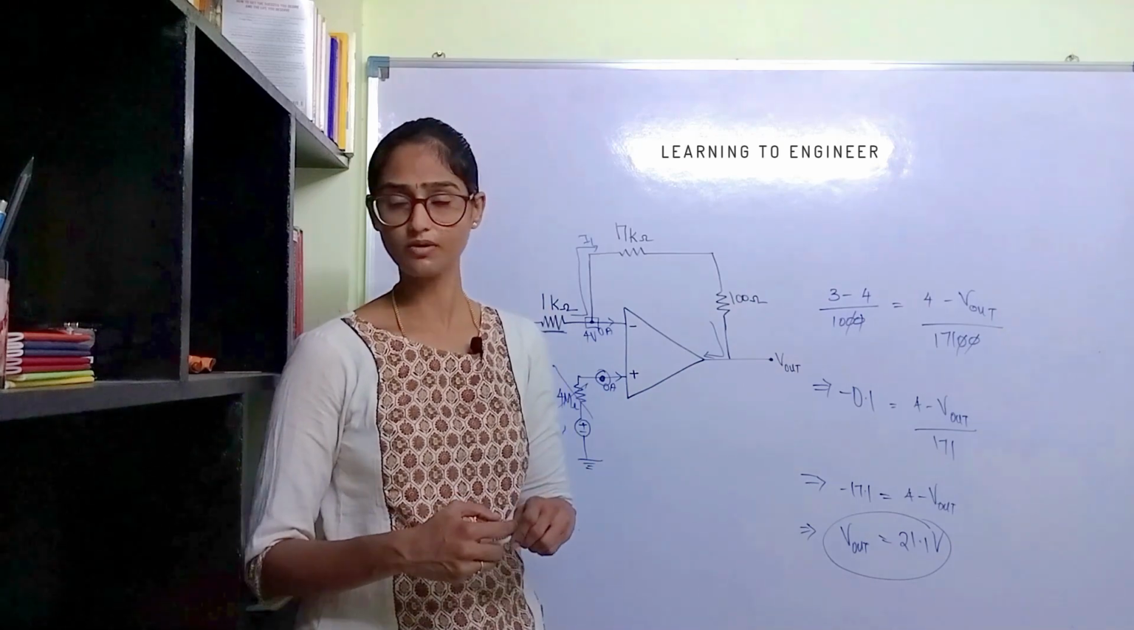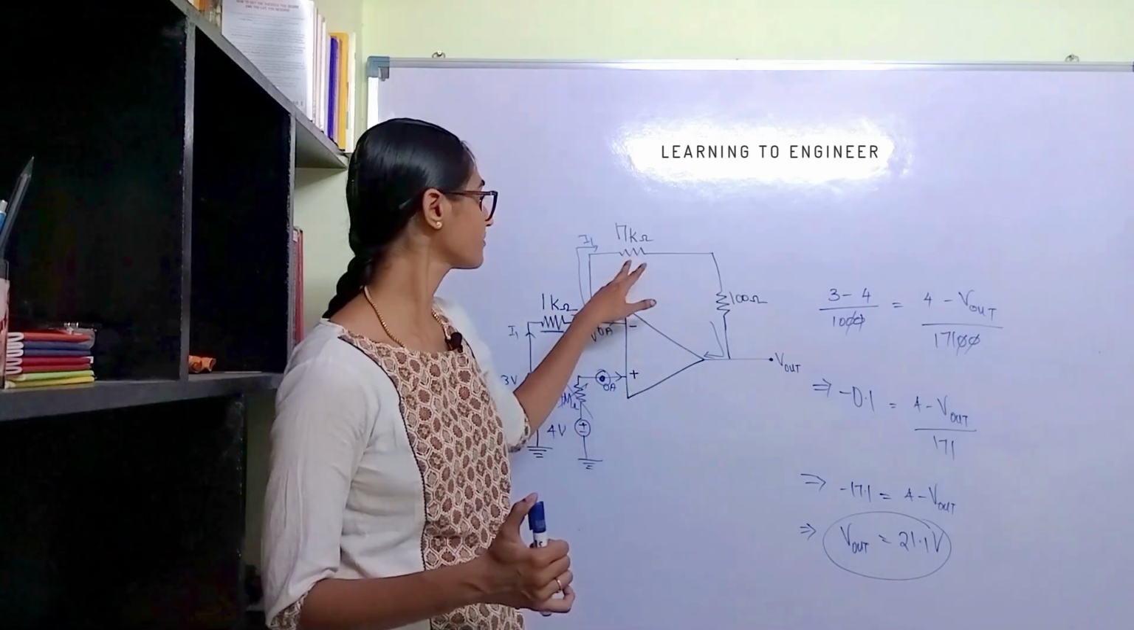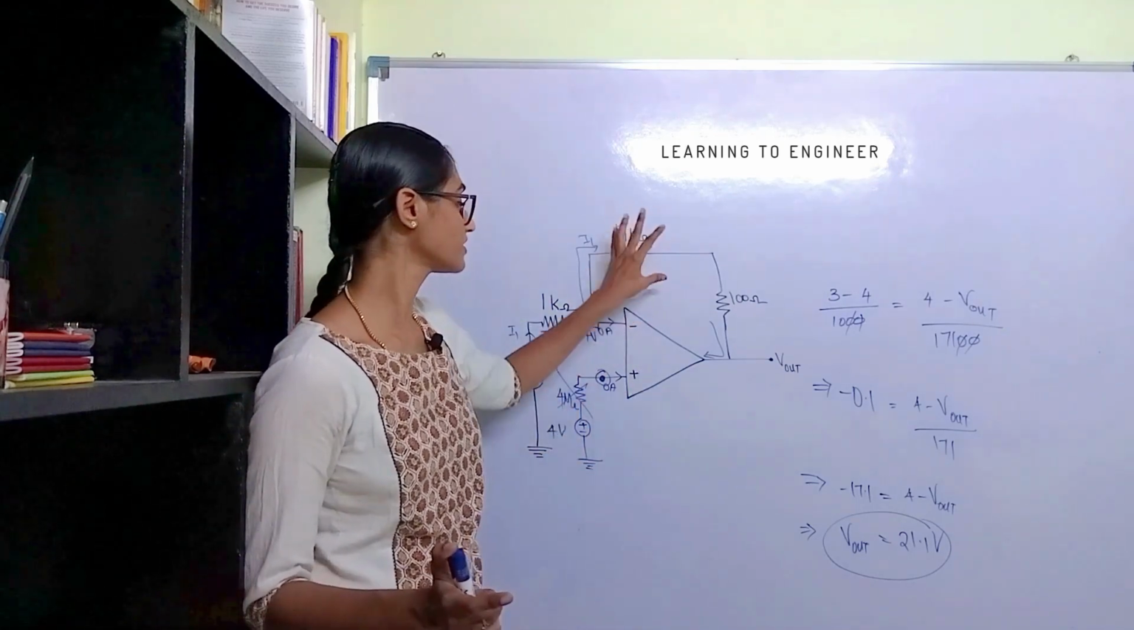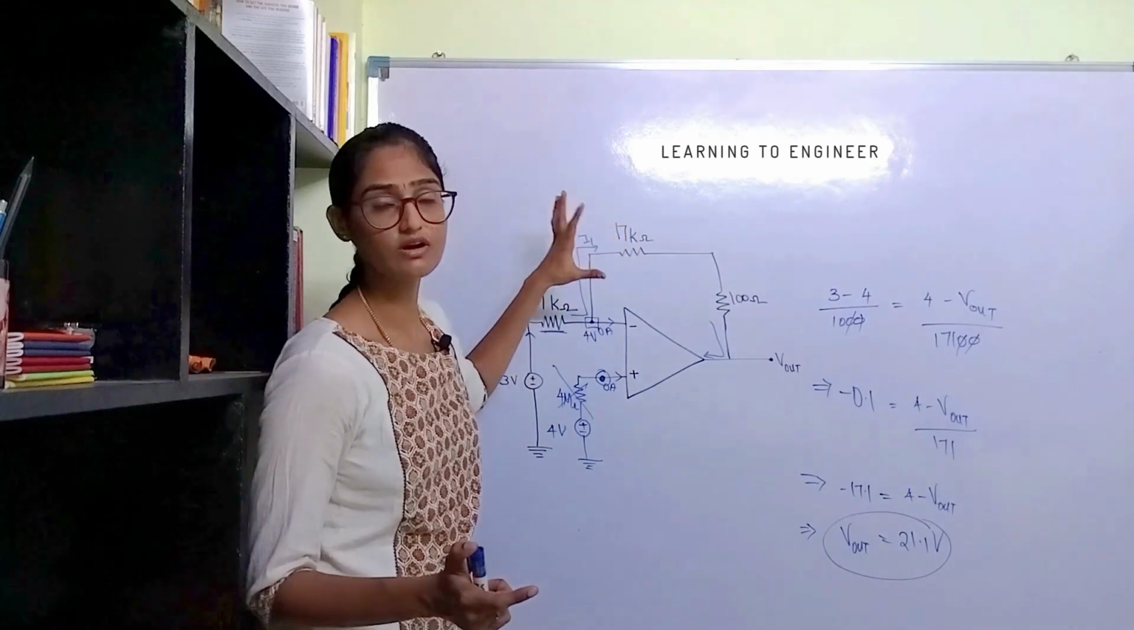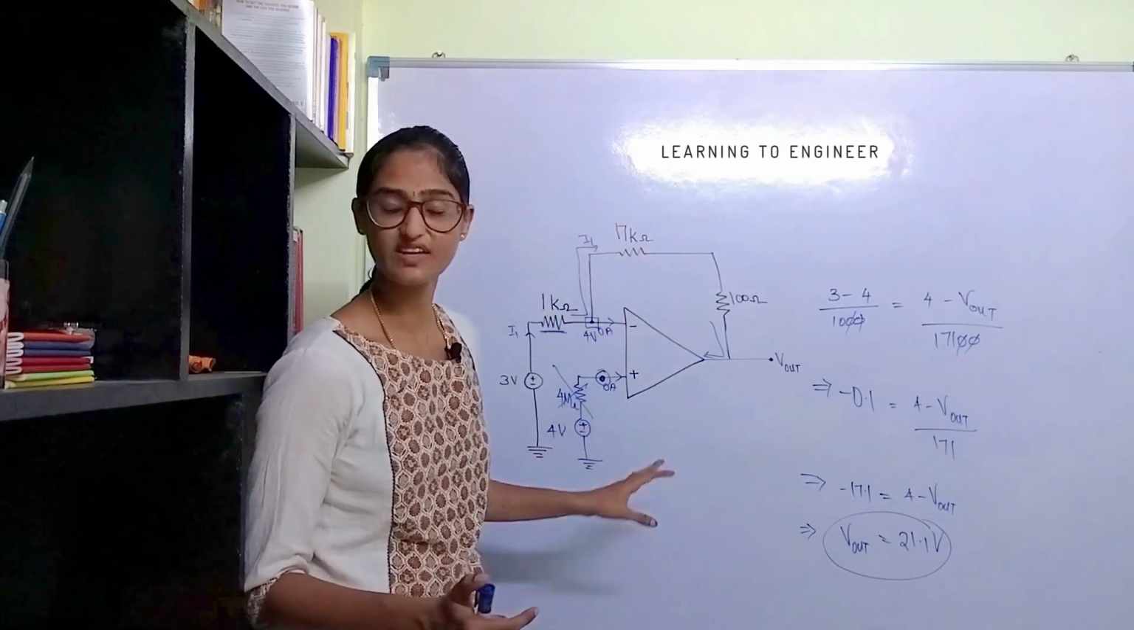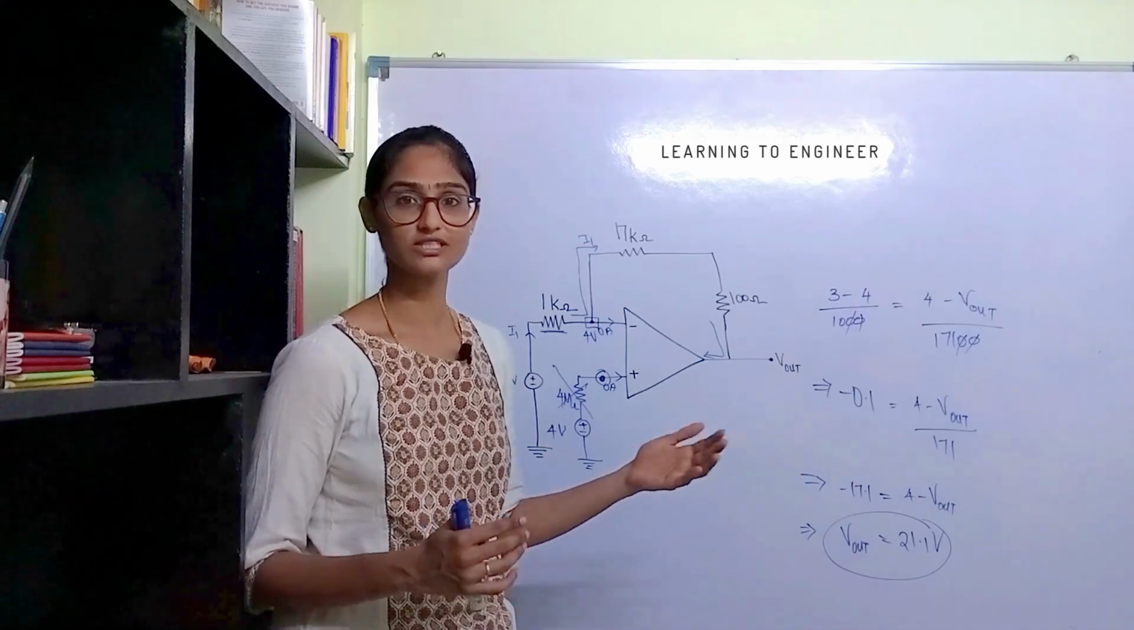Now we will solve another problem to understand the effect of the feedback resistor. What will happen if this feedback resistor is in the negative terminal? What will happen if this is present in the positive terminal? We will understand that through the next problem.